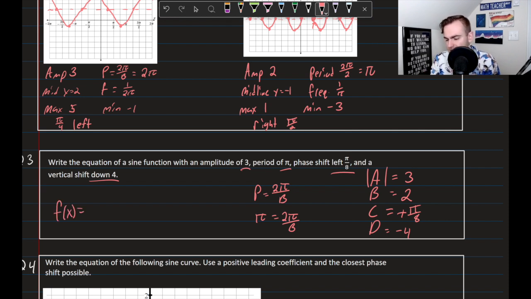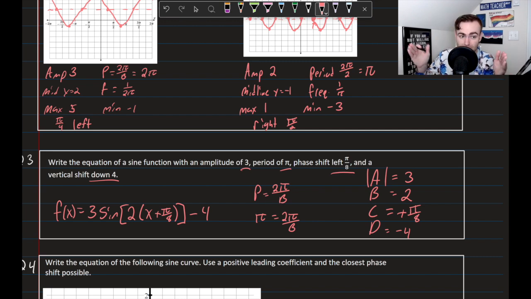So we have f of x is equal to 3 sine, and I'm going to use braces to differentiate, of 2 parentheses x plus pi over 8 braces minus 4. And that is a function that meets all of those criteria. There are other functions you could write, but keep it as simple as you can. Like, there's no reason to pick a different c value, even though you could phase shift it an infinite number of different ways. Make it as simple as you can. Don't be hard on yourself.